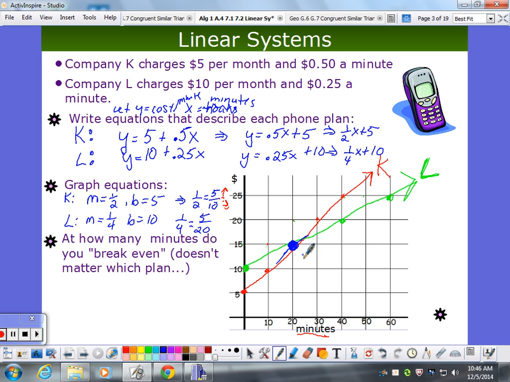Well, what plan? If you're talking 56 minutes in just one call, wow. What plan makes more sense then? L. Okay? So this is the beauty of these linear systems. I can look at graphs of both, figure out the break-even point, and then make decisions based on data. So this is why we do it.